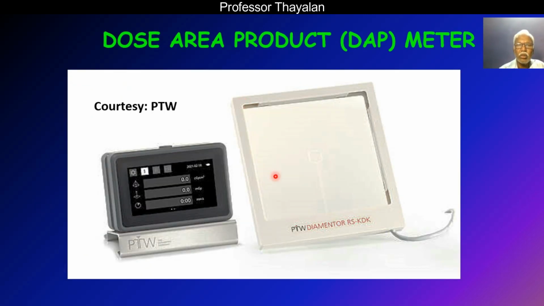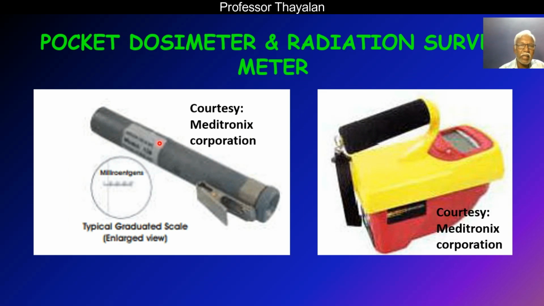So this is a dose area product meter attached to cath lab. It will measure dose rate and area. So in a particular area of the patient, how much dose is delivered is given in, say, a dose area product.